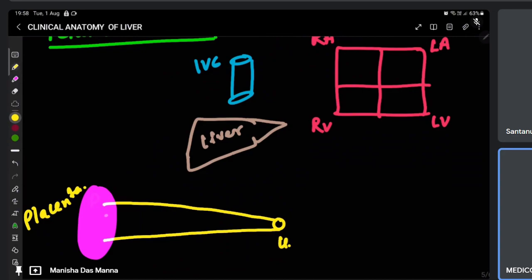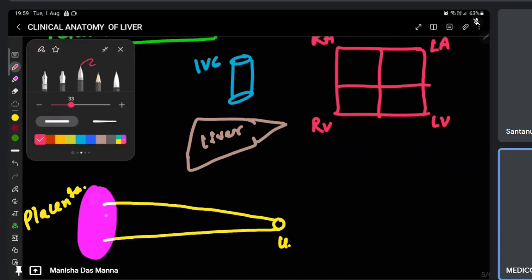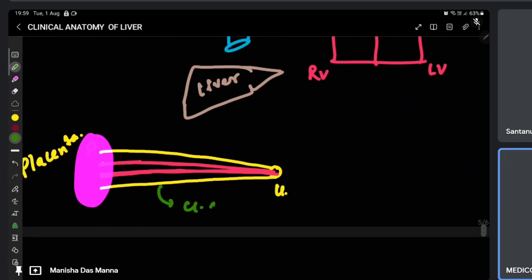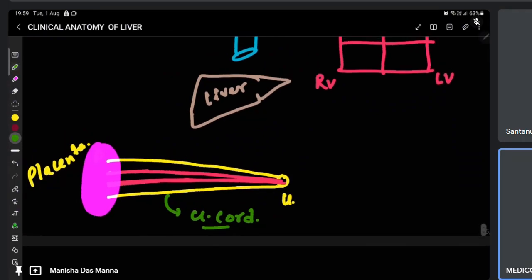Within this umbilical cord, there are two umbilical arteries, and these umbilical arteries are carrying deoxygenated blood. Yes, this is an artery, but it's carrying deoxygenated blood. And there is one umbilical vein, which is not carrying deoxygenated blood, it is carrying oxygenated blood.